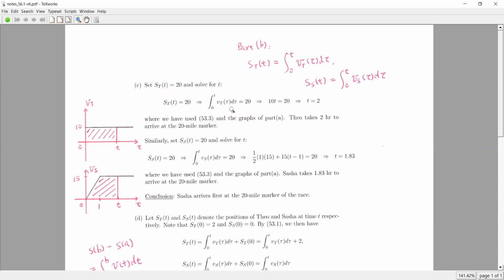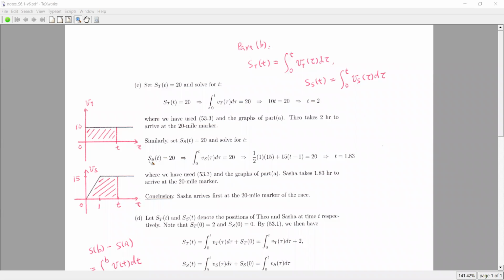This integral is the net area of the region between the graph of velocity and the horizontal axis and between 0 and t. The region is a rectangle. Area is base times height. It is 10 times t. Solve this equation for t, then I get t is 2. So Phil takes 2 hours to arrive at the 20-mile marker.